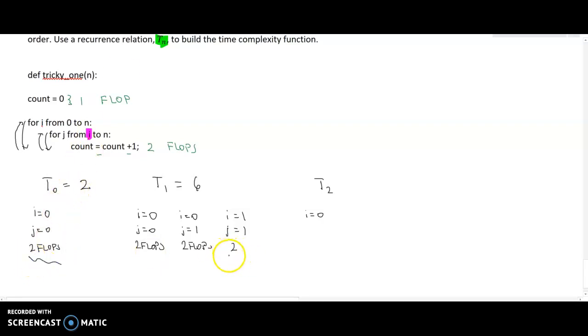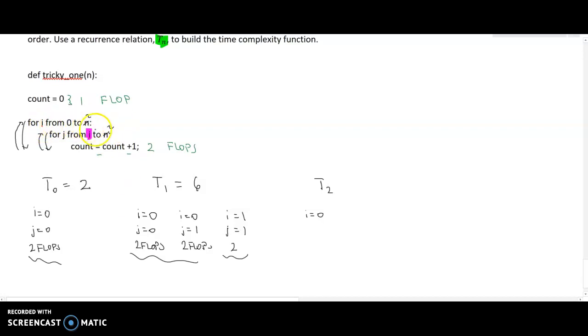So for I equals, when I becomes the last index, that is when it becomes equal to n, we notice this runs one time. This runs two times for I equals 0. So for the first index it runs twice, then it runs once. For T2, we're going to repeat this process. So for T2, this is going to become 2, and this is going to become 2.